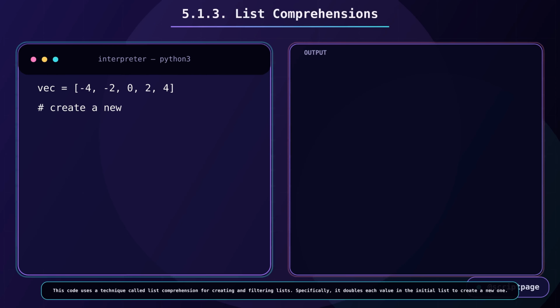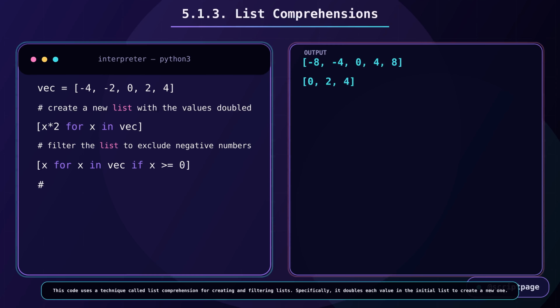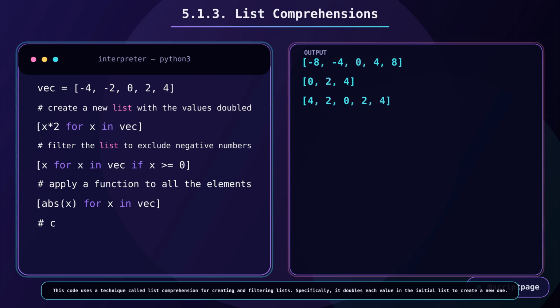This code uses a technique called list comprehension for creating and filtering lists. Specifically, it doubles each value in the initial list to create a new one.